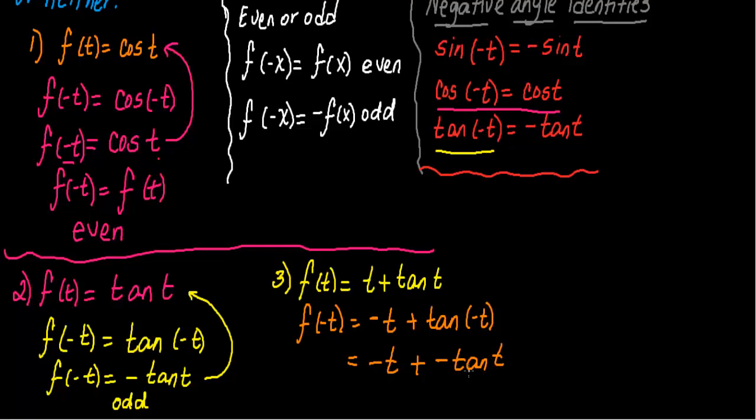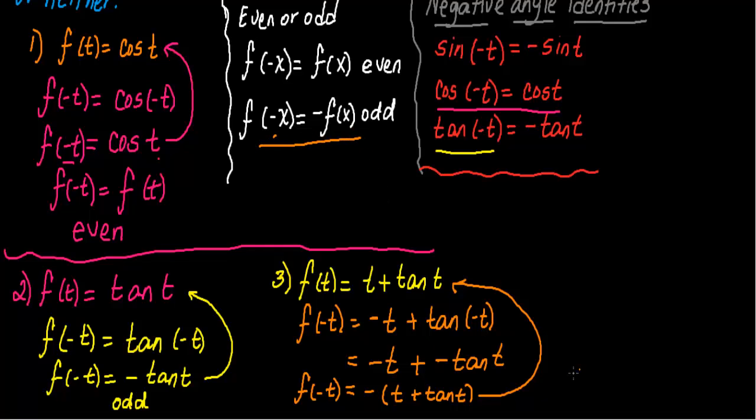And now I have two terms. They both have something in common. They both have a negative in common. So I can factor out that negative, and I'm left with this. Now notice what happens. When I evaluated the original function at negative t, I got back the negative of the original function. And we already know when that happens, the function is odd.